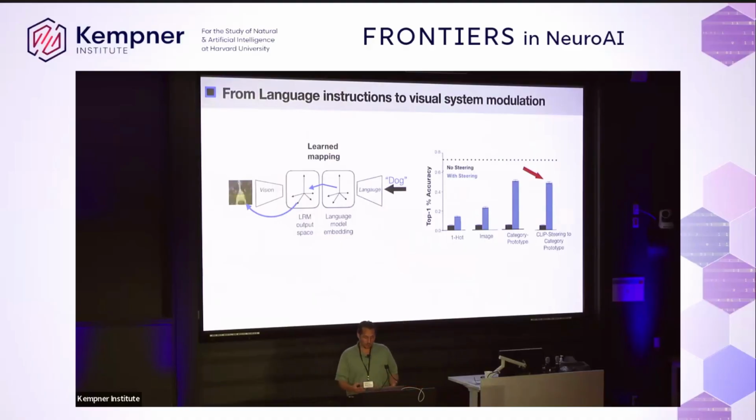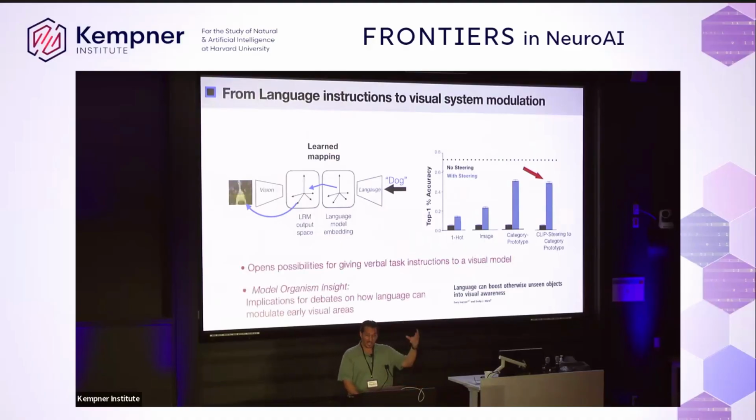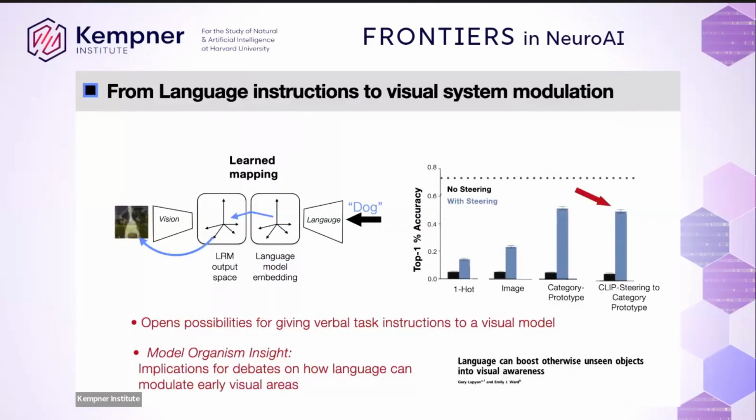So this gives us a really flexible way of taking high-level representations, interfacing them with this visual system, and then deeply affecting how it's processing the incoming information, in ways that seem to connect with what we've seen in some nice cognitive work by Lupian and Ward, for example.